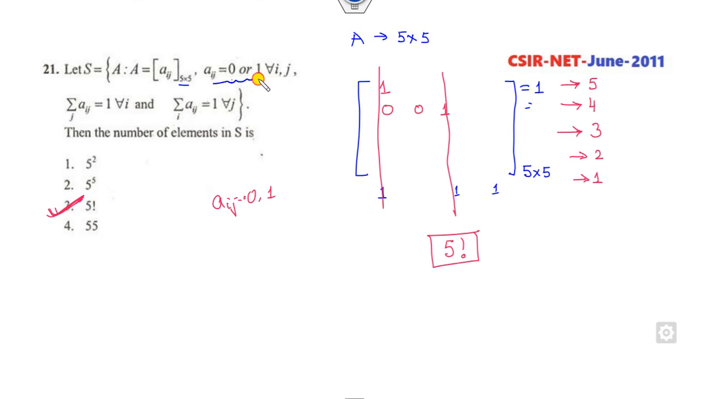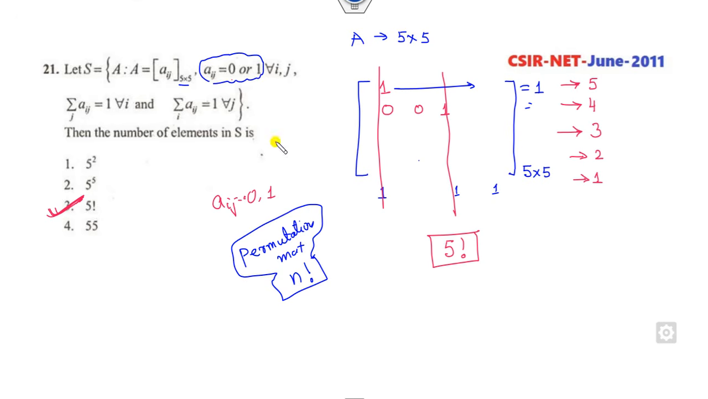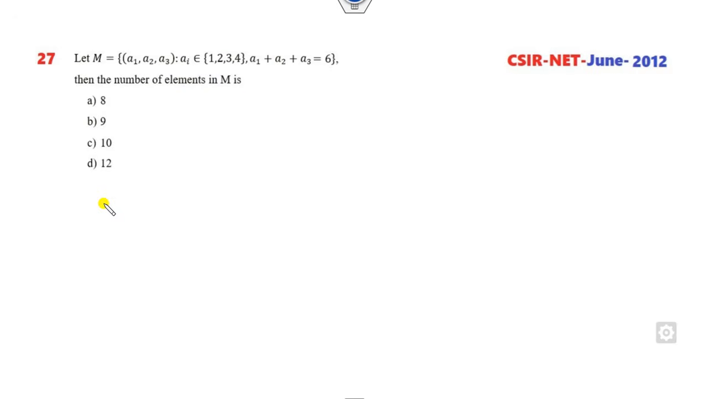Otherwise, whenever there is a matrix of 0s and 1s such that the row sum and the column sum are 1, we call this a permutation matrix. And the right answer of this problem is n factorial. That's a simple tip for you. What is n here? It is 5 cross 5, so the right answer is 5 factorial.